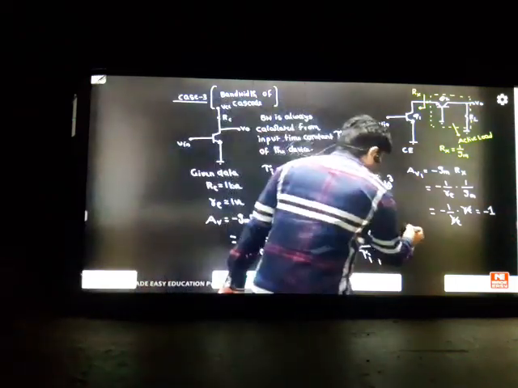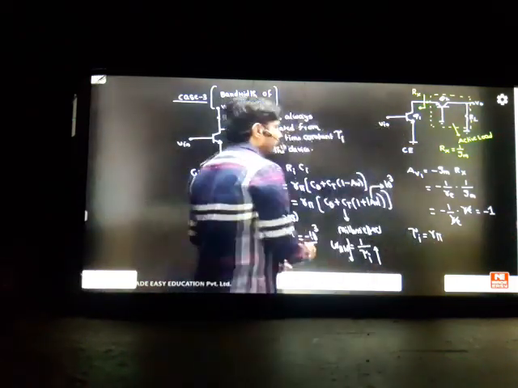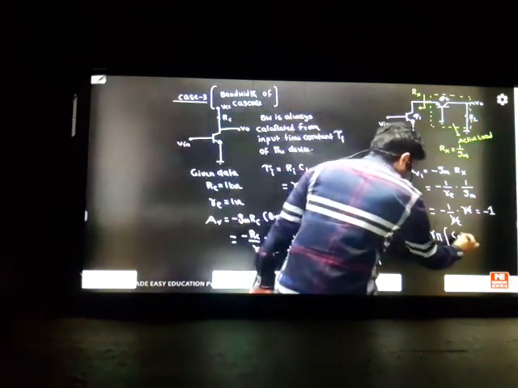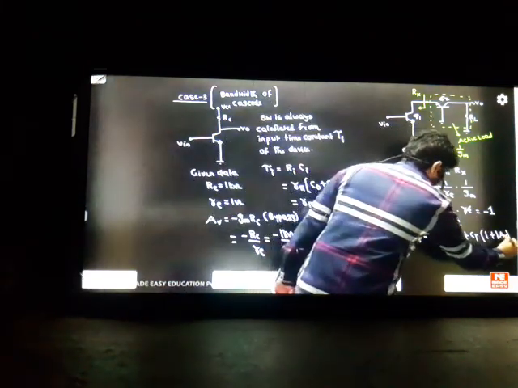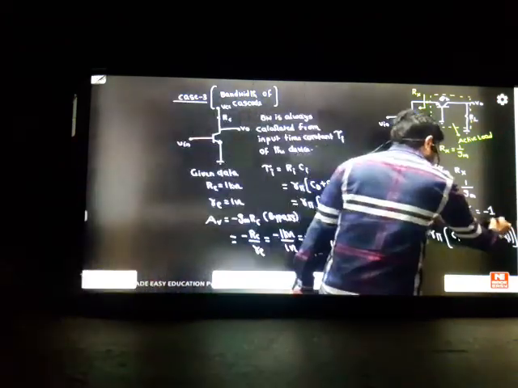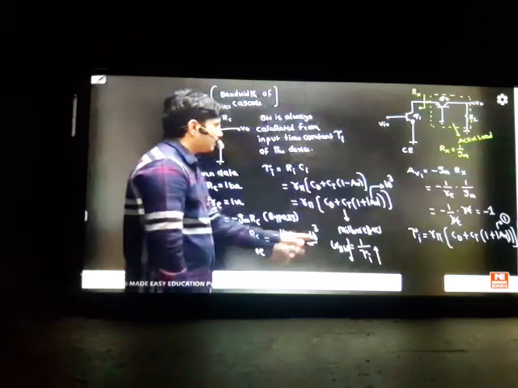The advantage of this is that your time constant will change again. This is R pi, the input time constant, again I'm solving. This is R pi into CD plus CD into 1 plus modulus of AV. In place of AV we write AV1. So AV1 here became 1 now. In this case 1, and in this case we have 10 power 3.